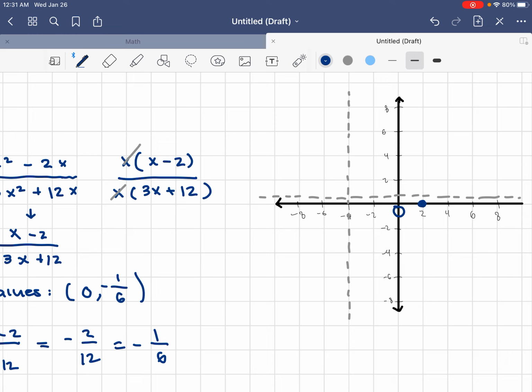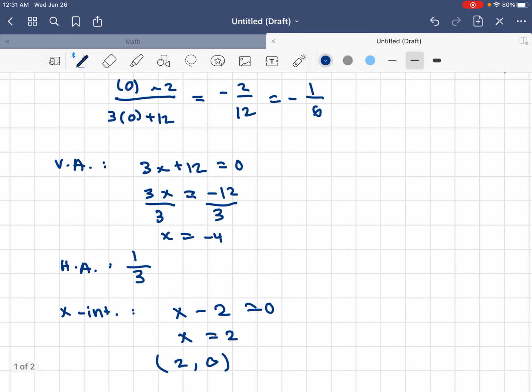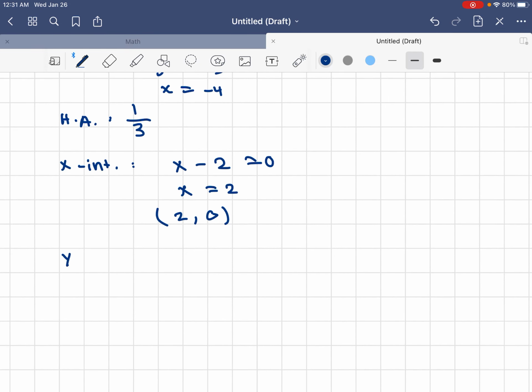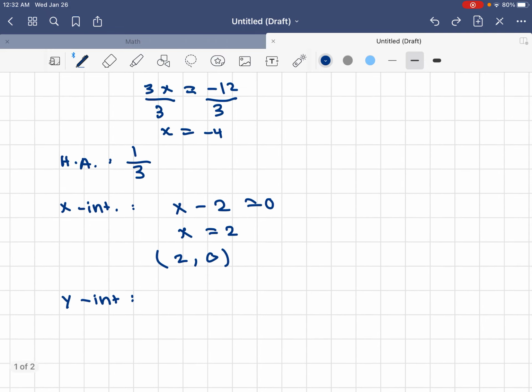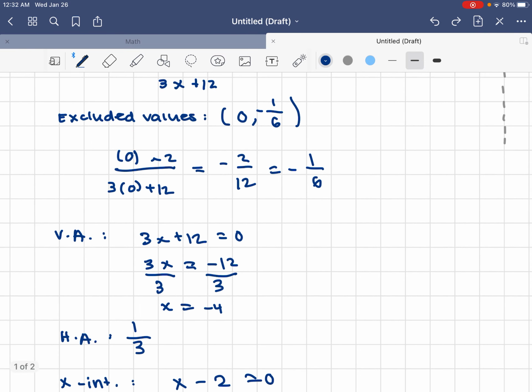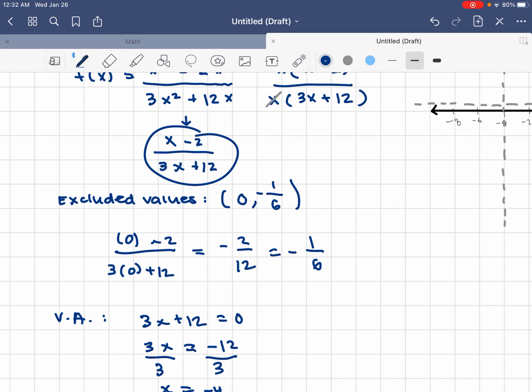And now let's find our y-intercept. So y-intercept is when x is 0, because when y is 0, we have our x-intercept, so it's the opposite for the y-intercept. So let's plug 0 into our function. So our function is here. Let's plug 0 into there.